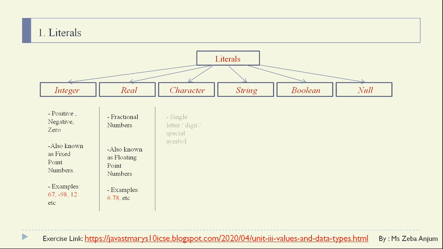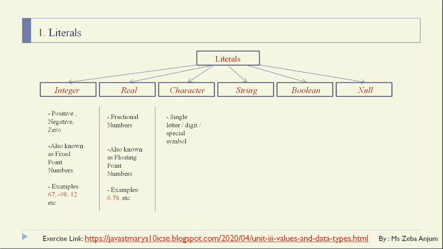Coming toward your character literals, every single letter, digit, or special symbol comes under your character literal. When we were learning about ASCII values as well as Unicode characters, we saw a table in which every character has an appropriate ASCII value. So every letter, digit, or special character present on your keyboard is basically a character. But it should be only a single letter that falls under your character literal.